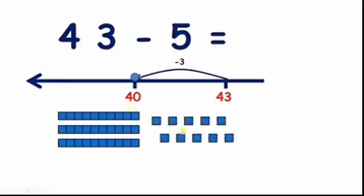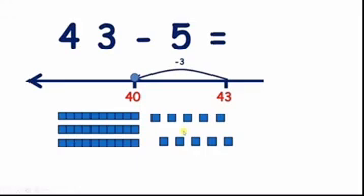Now let's break up one of those tens so we can subtract some more. So we've subtracted 3, but we want to subtract 5. So we need to subtract 2 more, because 3 and 2 make 5. So if we subtract 2 units, we're left with 38. And remember, we're subtracting from a multiple of 10, so if we subtract 2 units, our answer will have 8 units, because 2 and 8 make a number bond to 10.